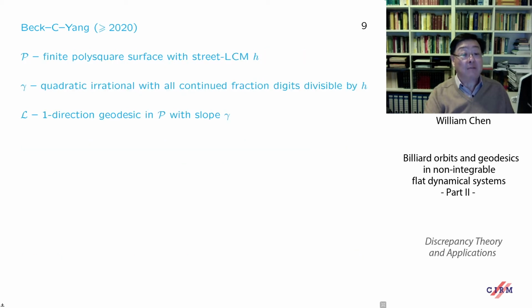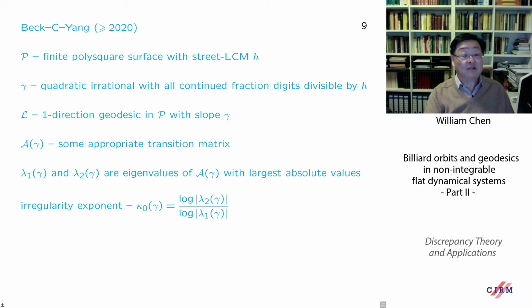How about a finite polysquare surface where the street LCM is H? Remember, the street LCM is the least common multiple of the length of all the horizontal streets and all the vertical streets of the finite polysquare surface. For the L surface, this is equal to 2. So we're now replacing 2 by h. So if we take gamma to be a quadratic irrational, where the continued fraction digits are all divisible by h, then we have similar results.